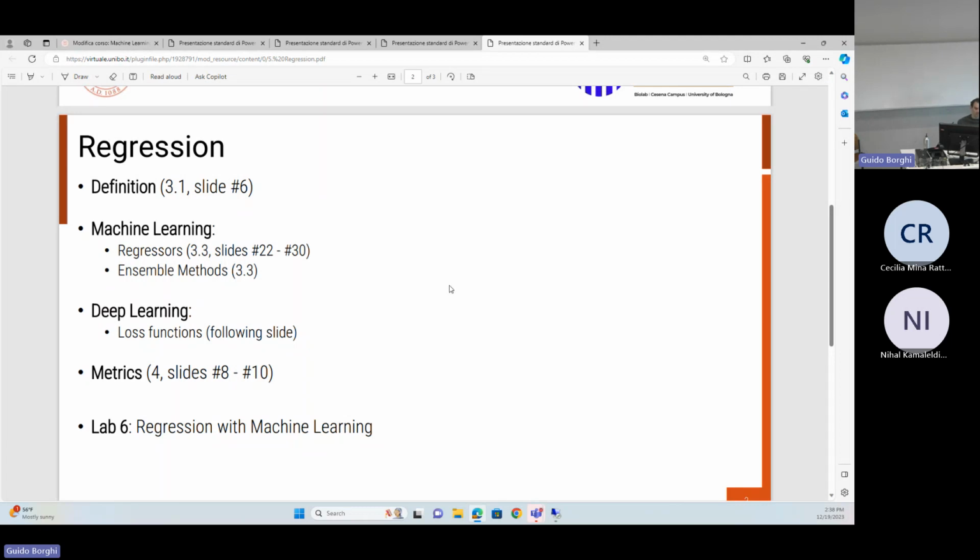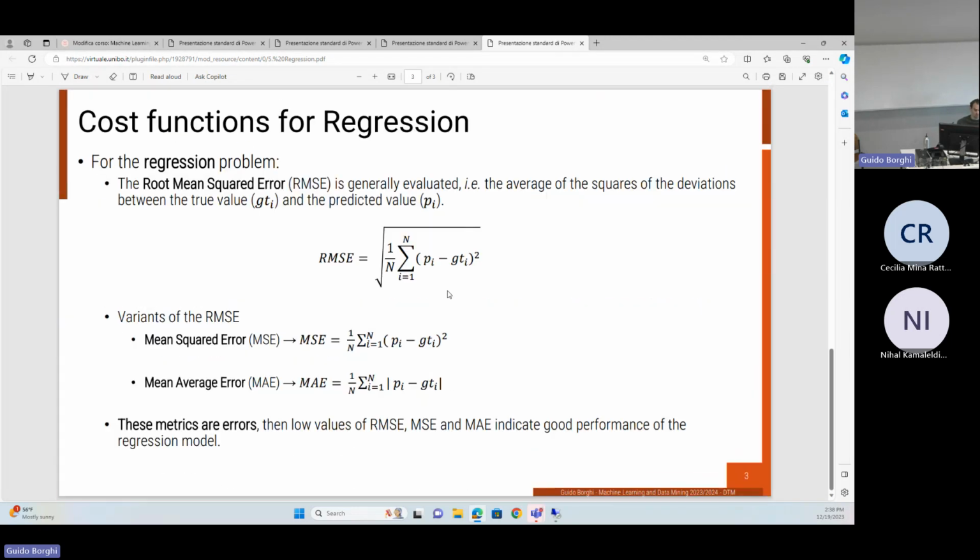For the regression task, of course, we have to introduce a specific cost function, or loss function. Here you can see three different loss functions that you can use for your regression task. The first is the root mean square error, RMSE, one of the most used loss functions for regression, and is the average of the square of the deviation between the true value and the predicted value.